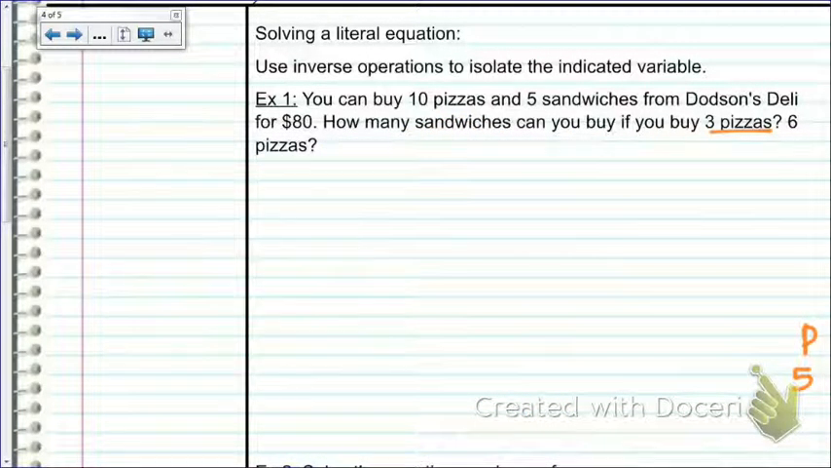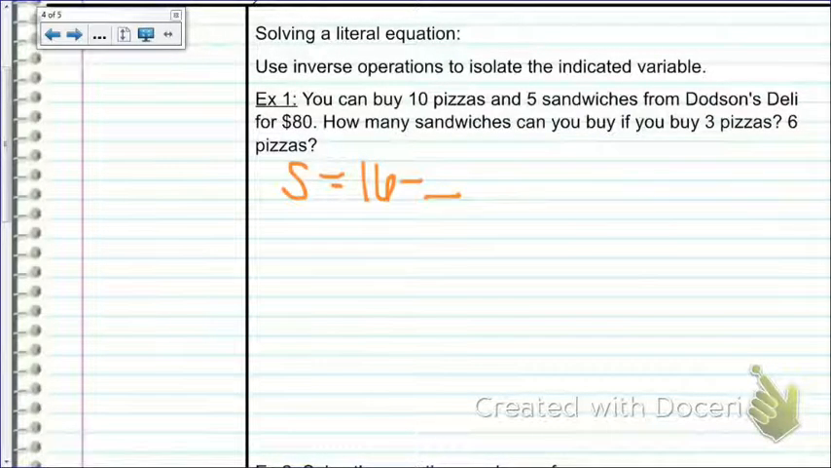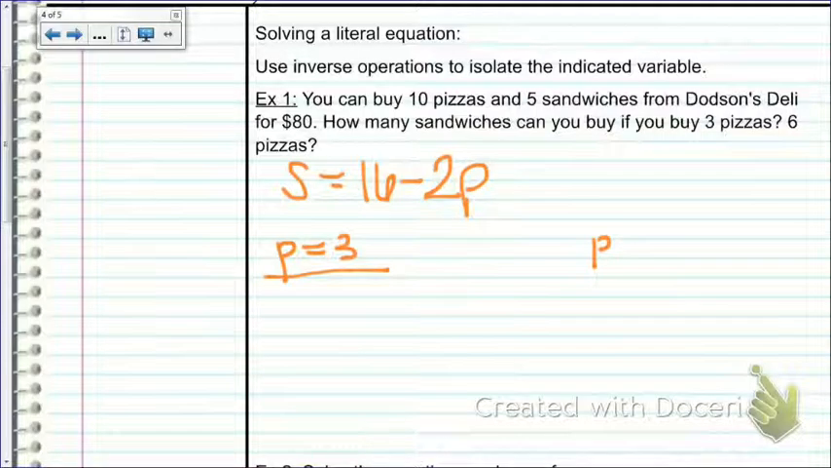So underneath, I'm going to erase this really quick. So let me take this off. Our equation was what? Remind me? S equals 16 minus 2p. Okay, so now I want to solve for how many sandwiches we can get if p equals 3, and then when p equals 6. So I'm going to do 2 side-by-side equations here. Guess what? We just plug it in.